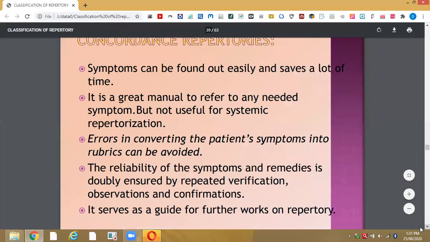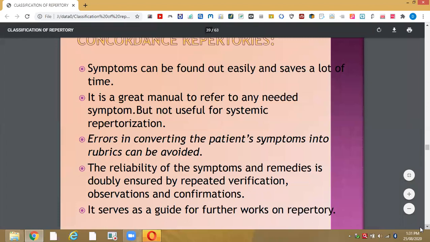Then concordance repertory. What is the other name for concordance repertory? Anyone? I have repeated the other name for concordance repertory many times. What is the other name? Puritan repertory. Yes. Puritan repertory. So it is also called Puritan repertories.